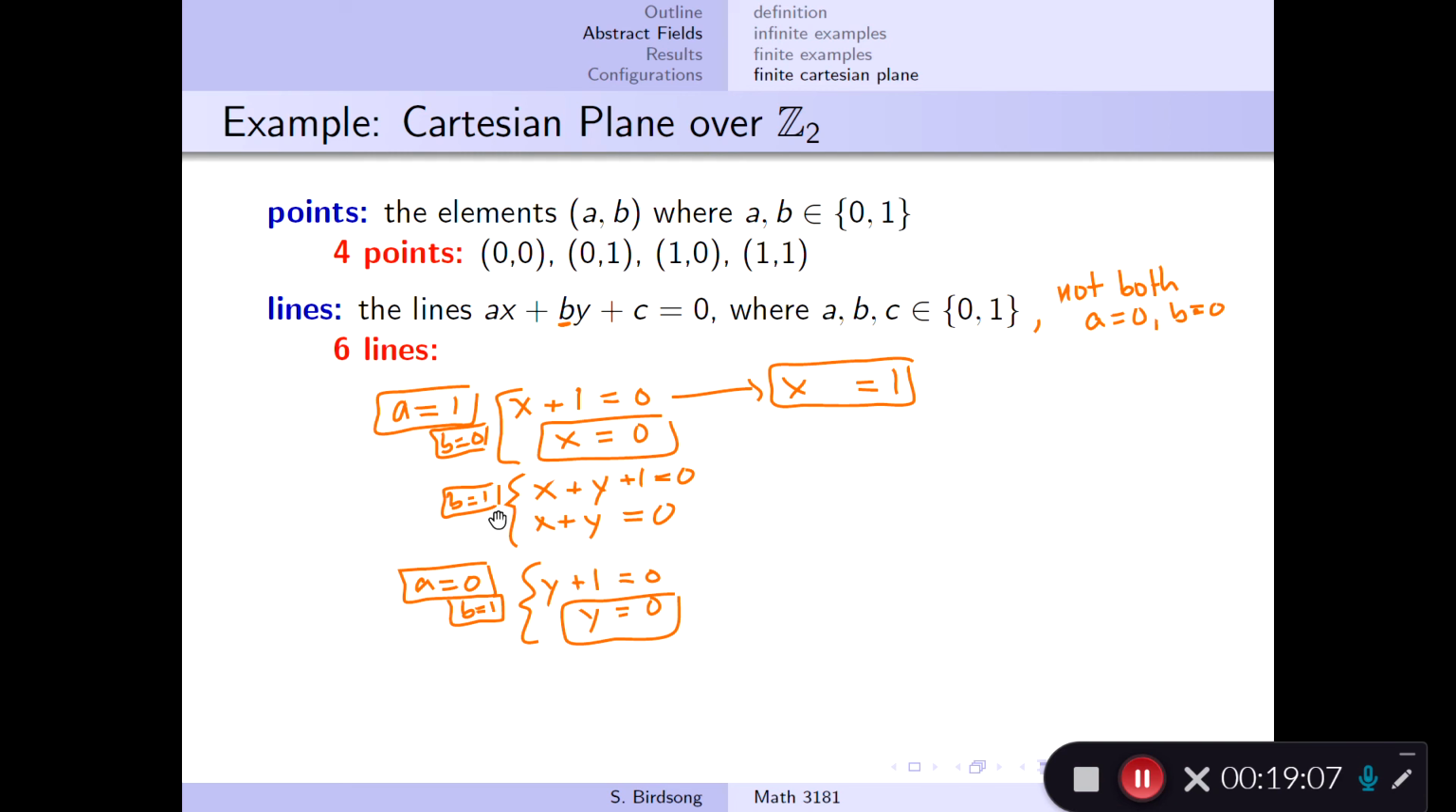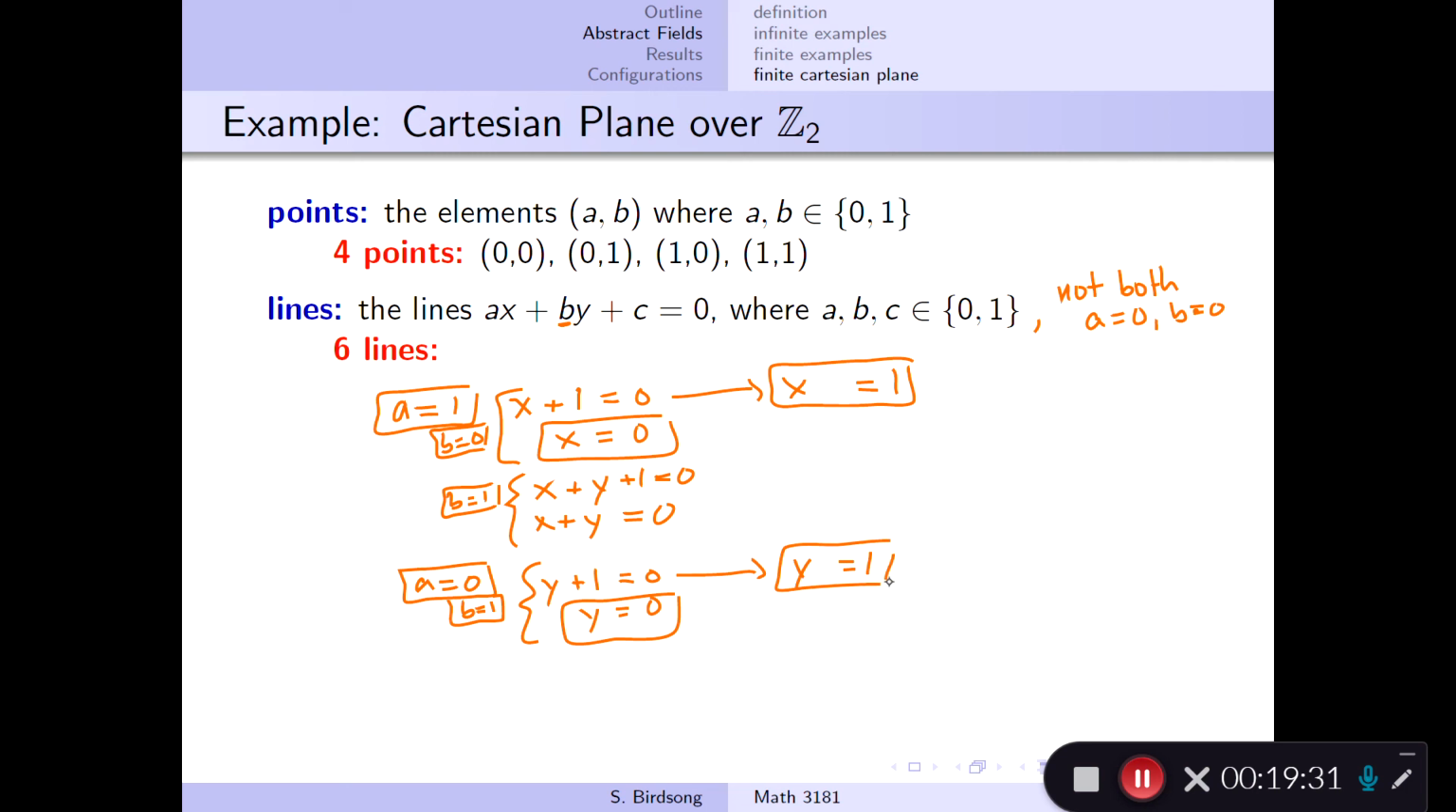Now I'm going to skip this middle guy. We'll come back to him. But if we look down here at when we only have a y term, we can do the same thing. We add 1 to both sides. So we'll get y equals 1. And here when we added the 1 to the plus 1, we'll get 1 plus 1, which is 2. 2 is even, so that's really the same as 0 in this field. Okay? So there's 4 of our lines.